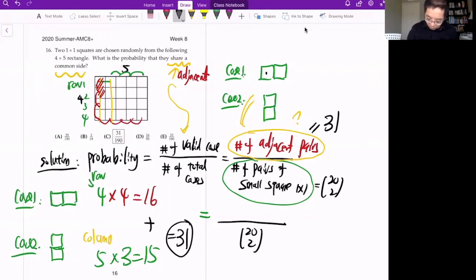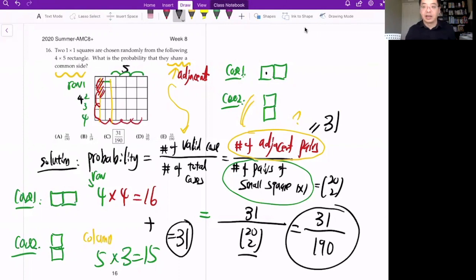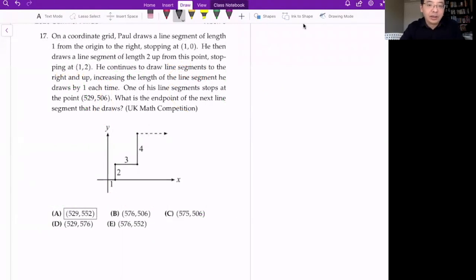Now I put a 31 here. This one we can calculate. It's just 190. So 31 over 190. This is the probability.